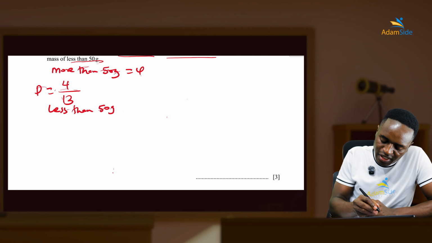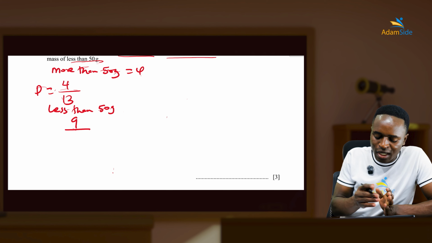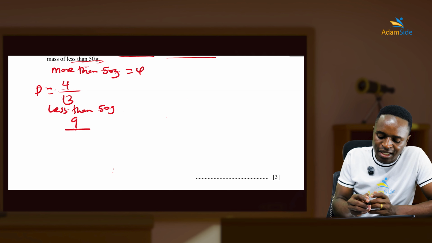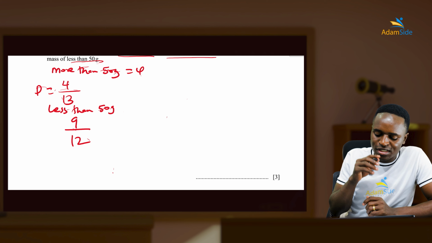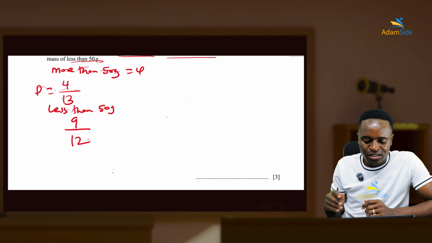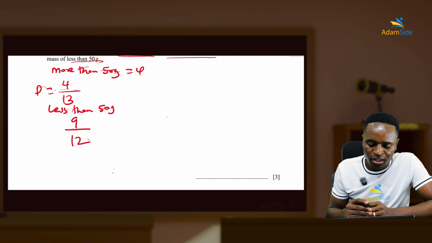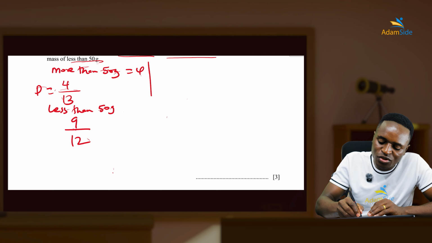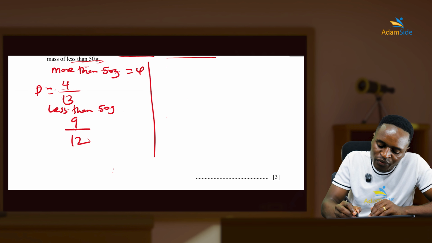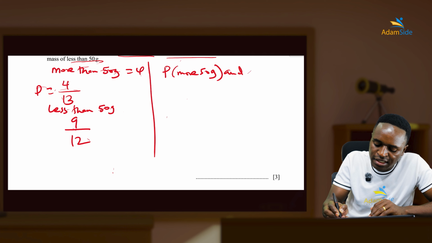Less than 50 grams means 13 minus 4, which is 9 out of what? The first was 4 out of 13, so the other one will be 9 out of 12, because there is one that is above 50 grams already taken. So 9 out of 12. For these two events to happen, we say the probability of more than 50 grams and the probability of less than 50 grams.